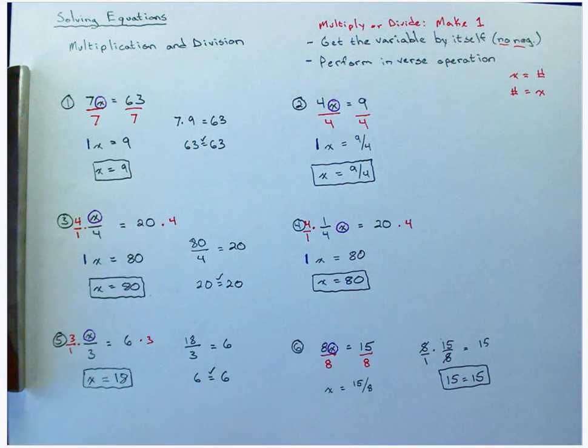And that, ladies and gentlemen, is solving equations one step, multiplication and division. Again, when we multiply or divide, you're trying to make the number 1. And the whole premise is to get the letter on one side of the equal sign and the numbers on the other. And you do that by performing inverse operations.